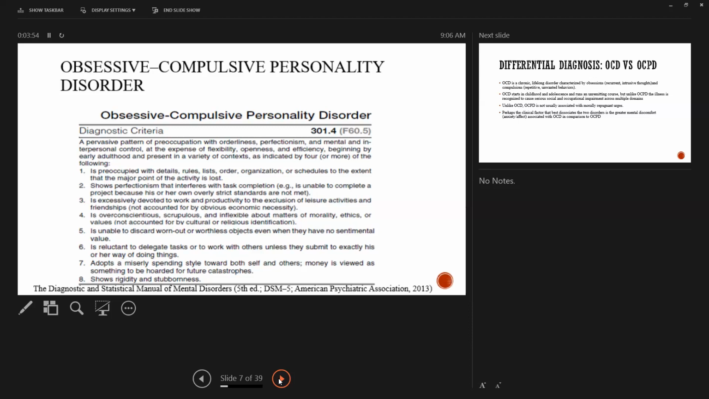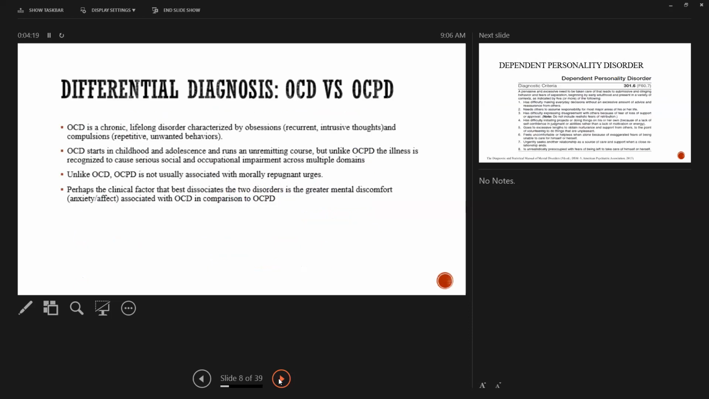He will not be able to delegate tasks or work to others unless they will do things exactly the way he or she does. He will also adopt a miserly spending style towards both self and others, and he will be very rigid and stubborn. If four or more of these are fulfilled, we can say that the patient has an obsessive-compulsive personality disorder. Now, the main differential diagnosis of this will be obsessive-compulsive disorder.